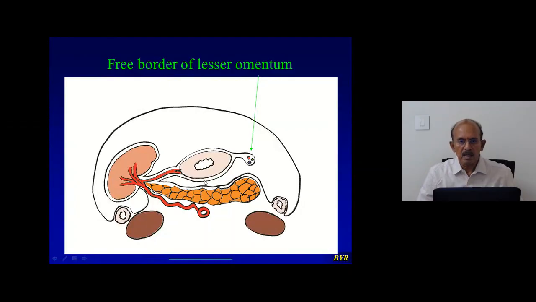This is of course showing the portal hepatis. Sorry, this is the portal triad. This is the stomach, and this is the lesser omentum. Here is the foramen of Winslow. This is the lesser sac.